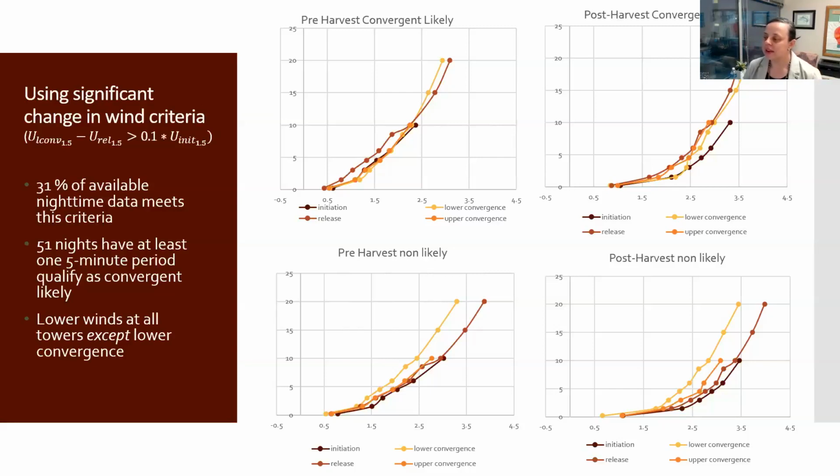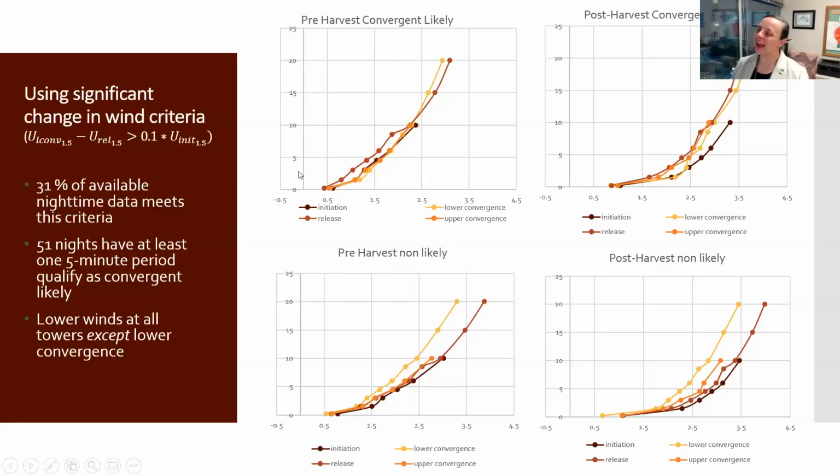And you can see here, oh, I'm quite sorry, there are no labels on these graphs. I will tell you what they are. This is wind speed on the x-axis and height above ground in meters on the y-axis. Wow, I would really give my students a hard time for that.